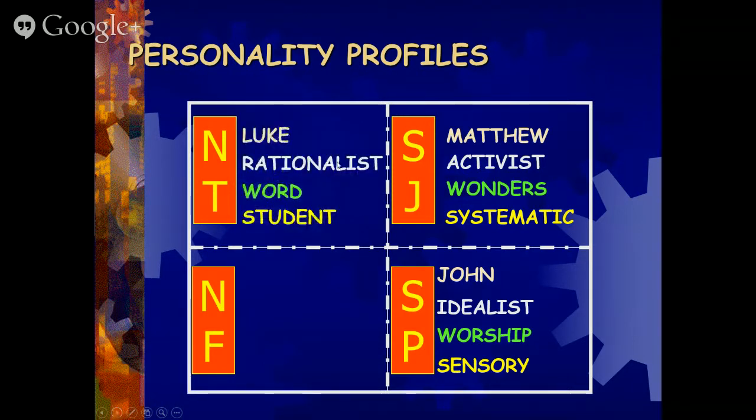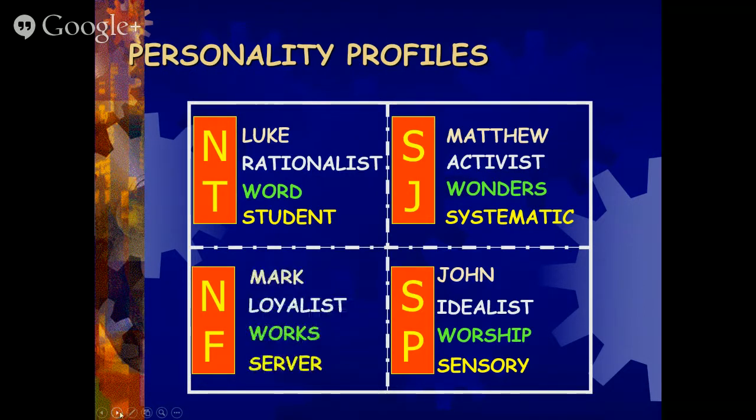The NT corresponds to Luke, the third evangelist, who is the rationalist, who thinks through everything, who gives details, very detail orientated. For them, the worship and the wonders are not as preeminent or prominent as the word. "Give me the chapter and verse for things" is something you'll often hear from them. And they are the student in the outfit.